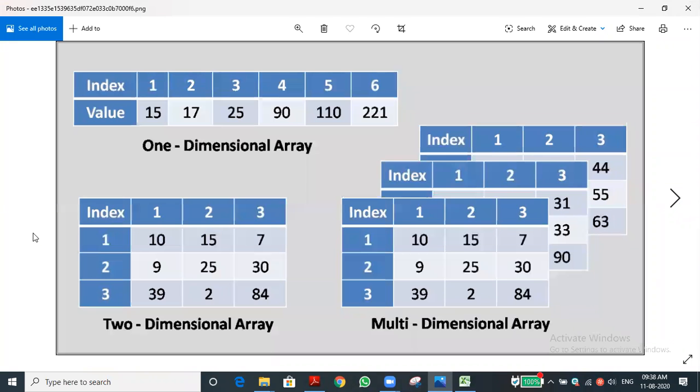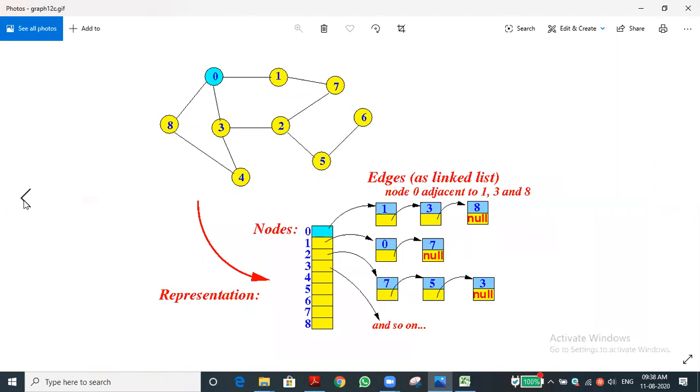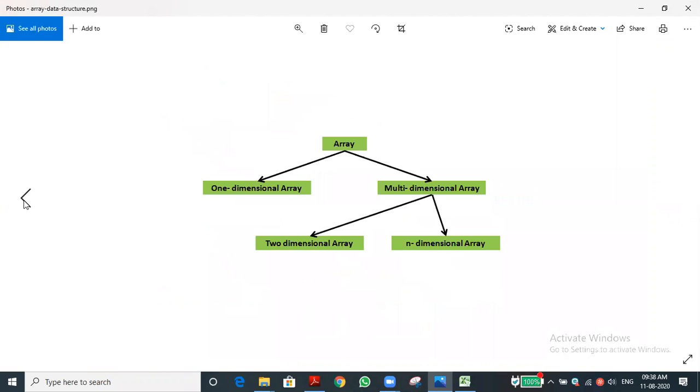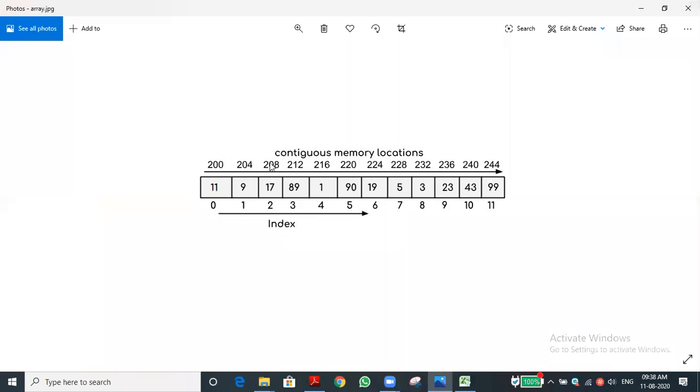I will go to the array slide. I will show one picture for your understanding. What is an array? Okay, this is an array. For example, 11, 9, 17, 89, 190. These are all values, the data which we stored in the array, using the structure like in a list.